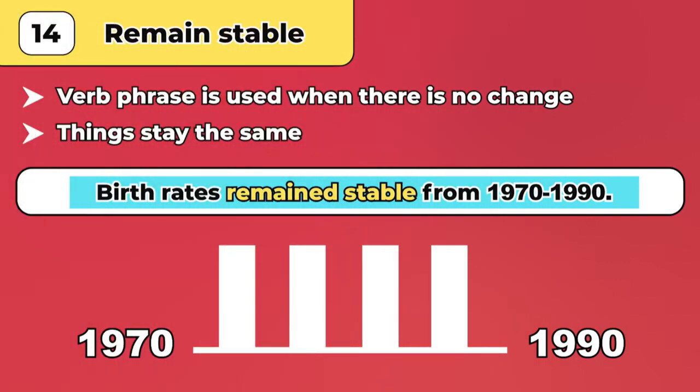Number 14 is remain stable. The verb phrase is used when there is no change. Things stay the same. Let's have a look at an example. Birth rate remained stable from 1970 to 1990.